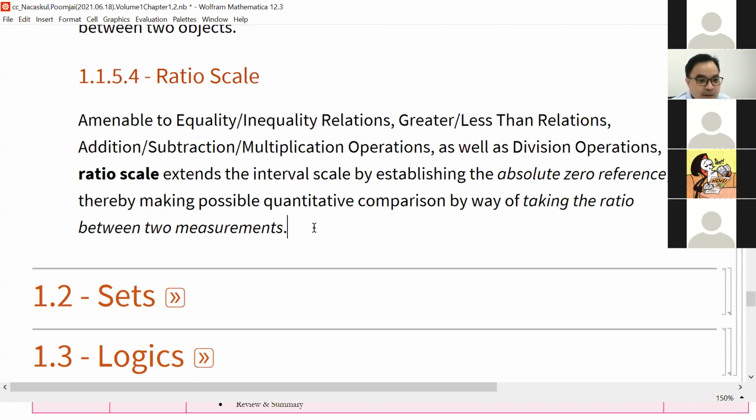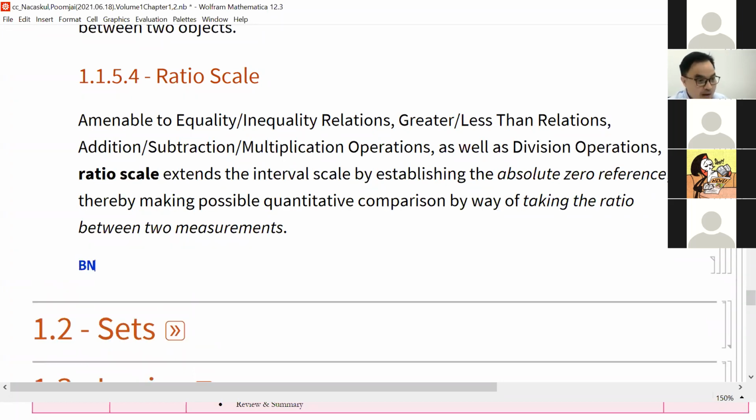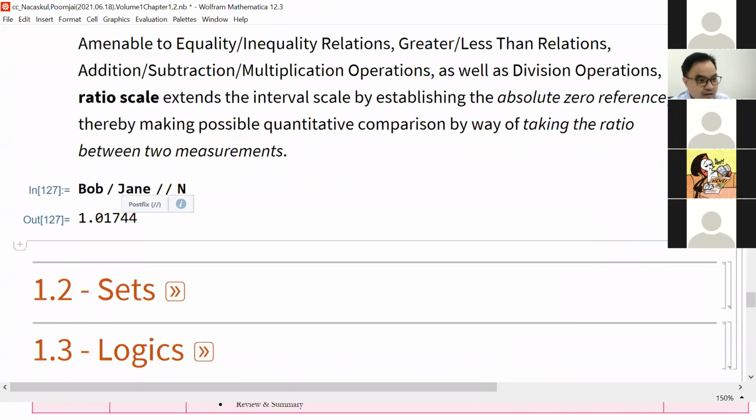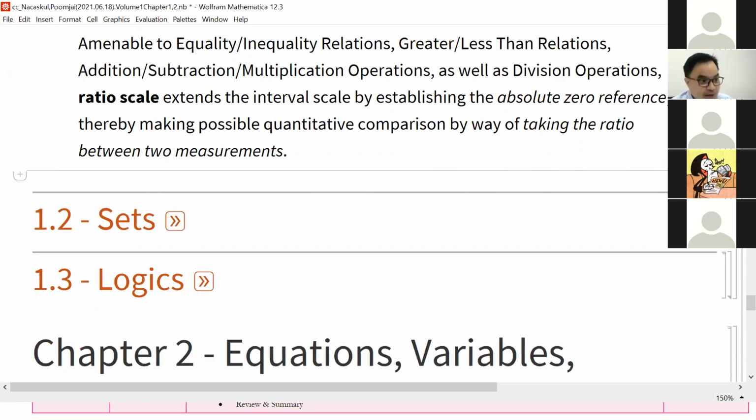But definitely, most of the time you have this. You can say something like Bob is divided by Jane. This is the height, right? Okay, Bob divided by Jane. Again, I pass it to n because I don't want the ratio. But you can do ratio. Bob is actually 1.7% taller than Jane. This we can do.